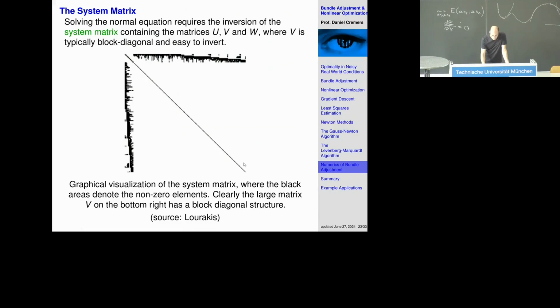So here's this matrix, and you see V is block diagonal, but note that U is also essentially block diagonal, right? This is U, and U is much smaller, so that's much easier to invert.